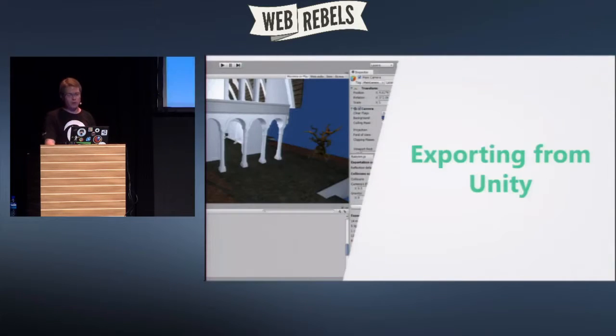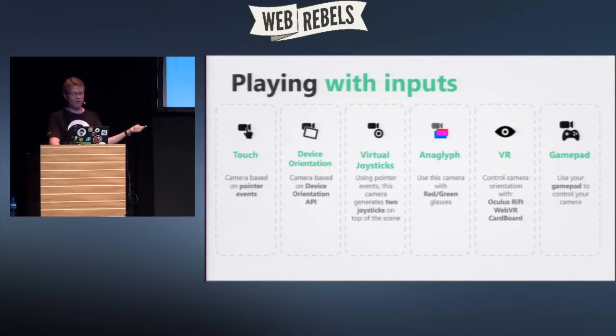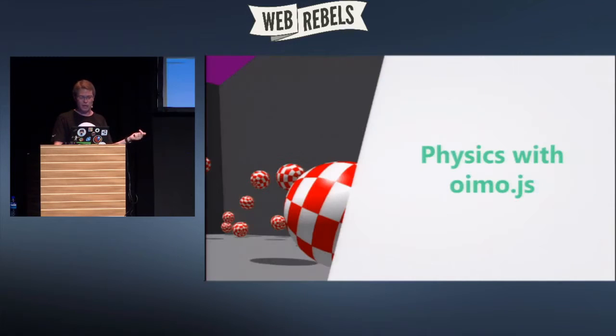So we've got a couple of inputs. We've got touch, we've got device orientation. Virtual joystick is the one I've shown you. We've got anaglyph, we've got gamepad, and that's it.